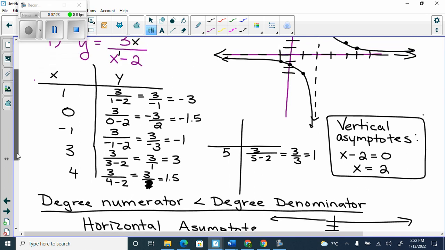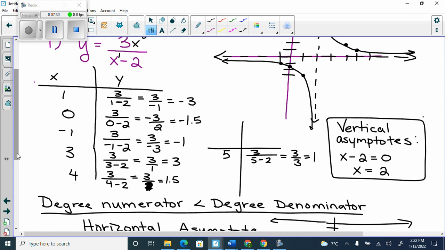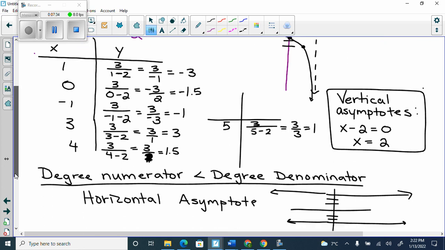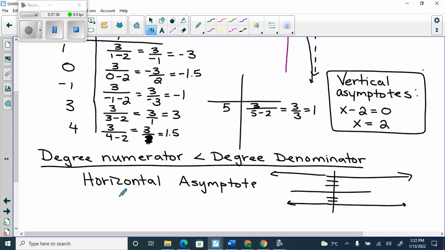This one will always have a horizontal asymptote. Where was our horizontal asymptote? On 0, right? On the x-axis. And what's the equation of the x-axis? Not just 0, it's y equals 0. So whenever your numerator is a smaller degree than your denominator, you will always have an asymptote on the x-axis. Okay?